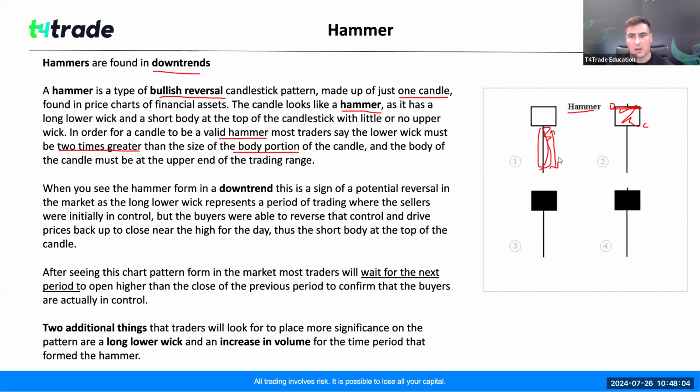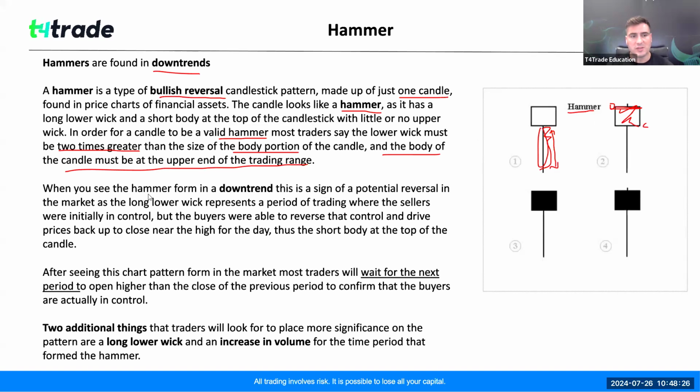Okay, so the larger this is, the more significant it is, or the proportion at least of the wick with the real body has severe implications. So the larger the proportion of the wick compared to the real body, the stronger the signal is, and it's obviously bullish. And the body of the candle must be at the upper bound of the trading range.